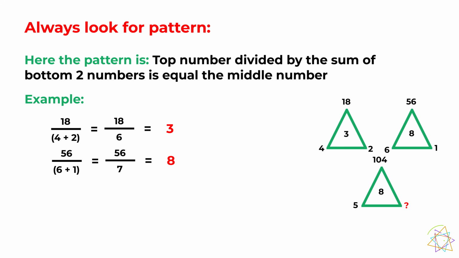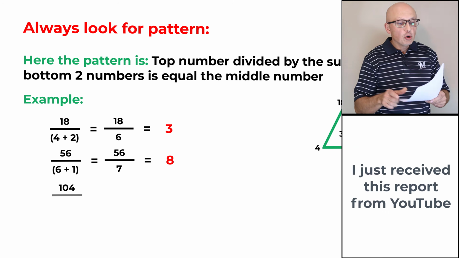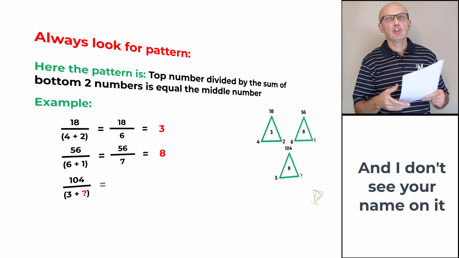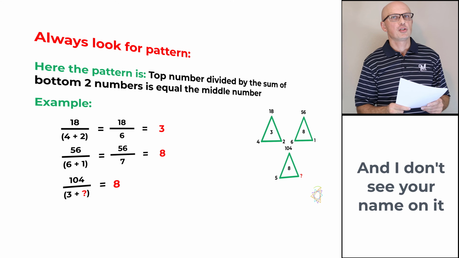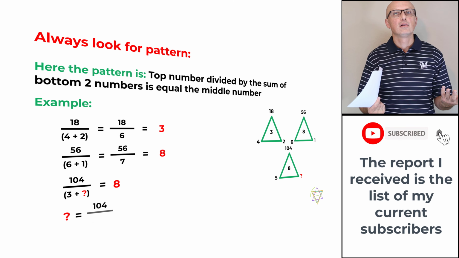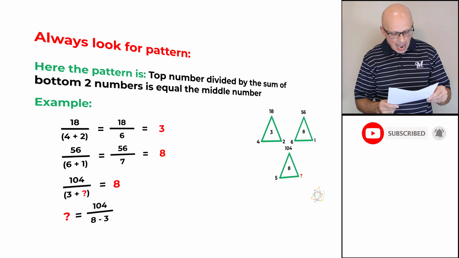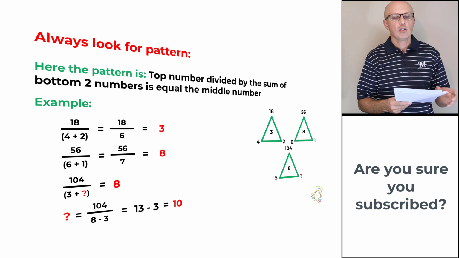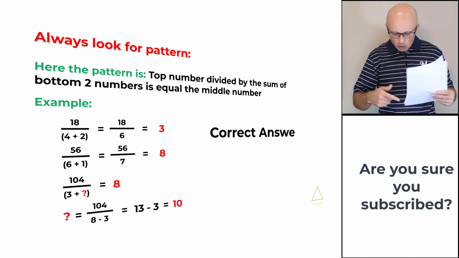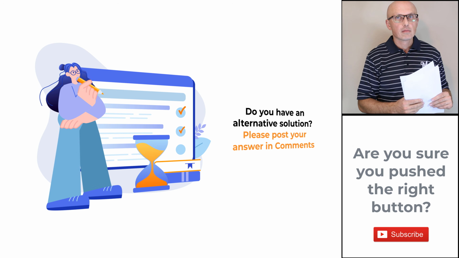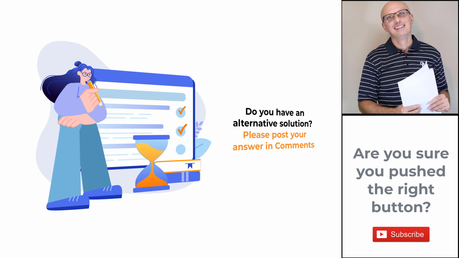Which means that we can build a formula. And our formula will have 104 on the left divided by the value in parentheses 3 plus question mark would be equal to 8. Which means that the question mark would be equal to 104 divided by 8 minus 3, which would be the equivalent of 13 minus 3, which would be equal to 10. So the question mark equals 10, and the correct answer is choice B, 10. Hopefully you've nailed this question and now know how to answer similar problems on the test.